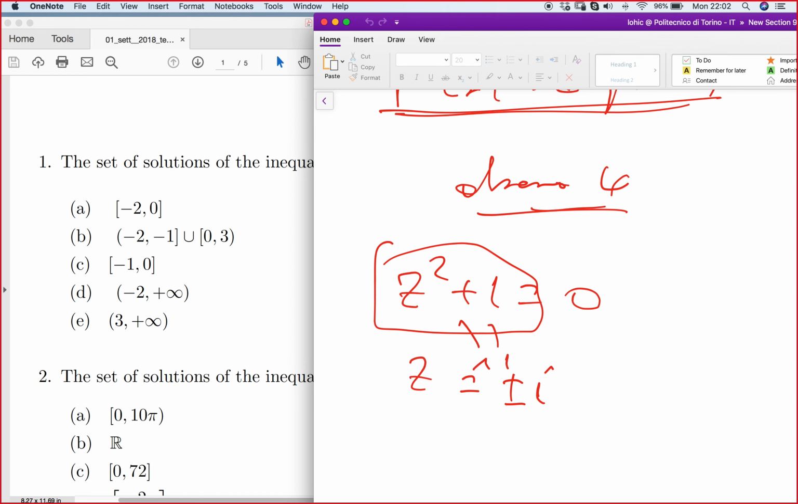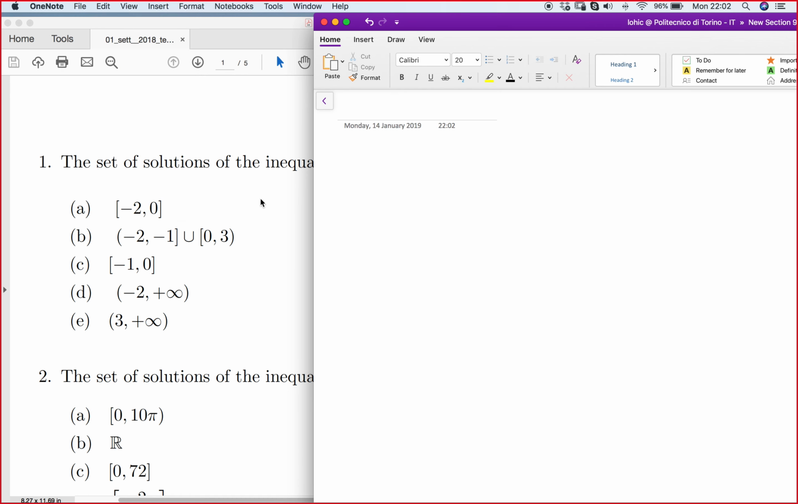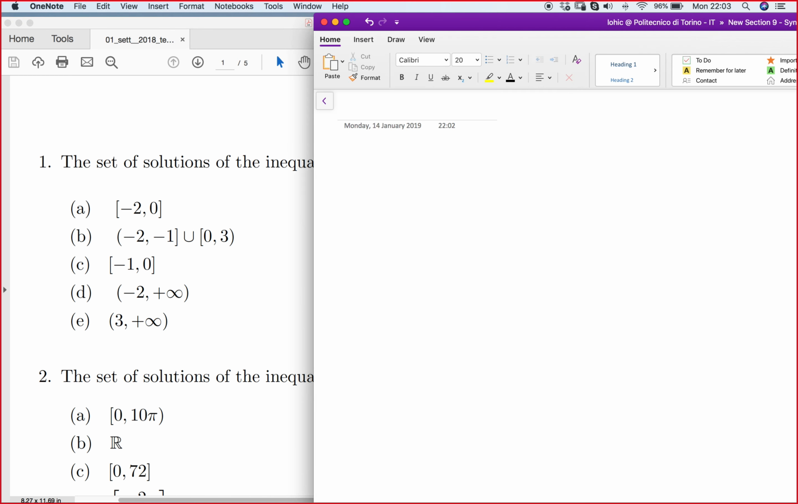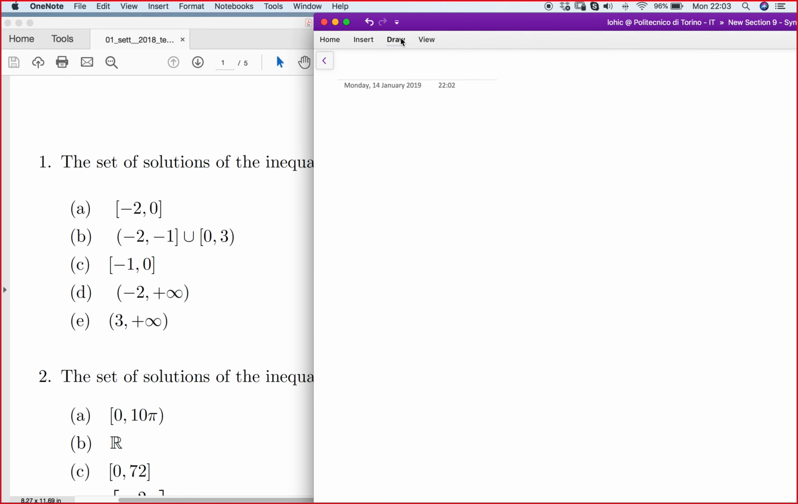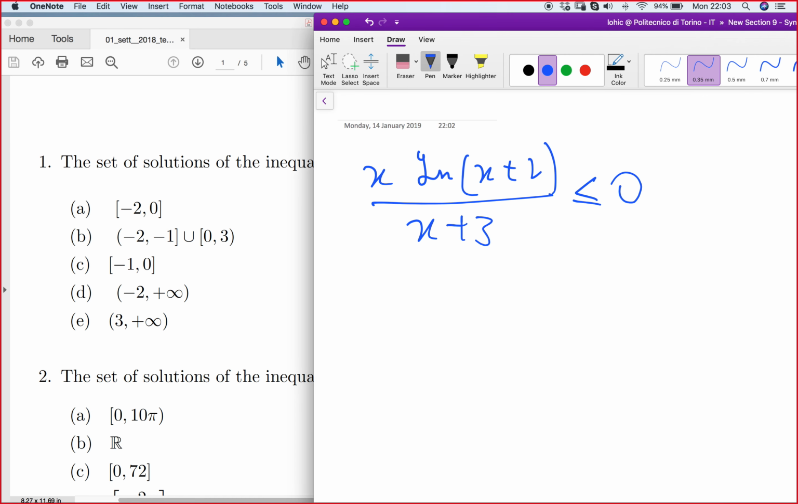Let's try to report the inequality. So the inequality is x times log of (x plus 2) divided by (x plus 3), that we want to be smaller or equal to 0, right?